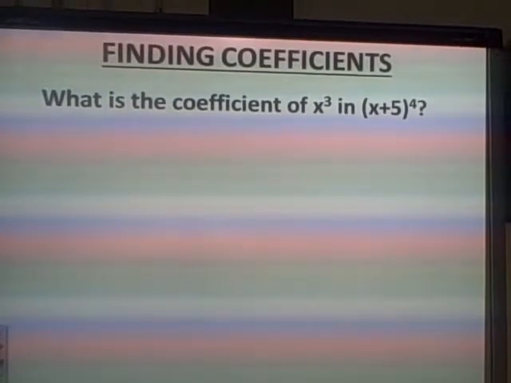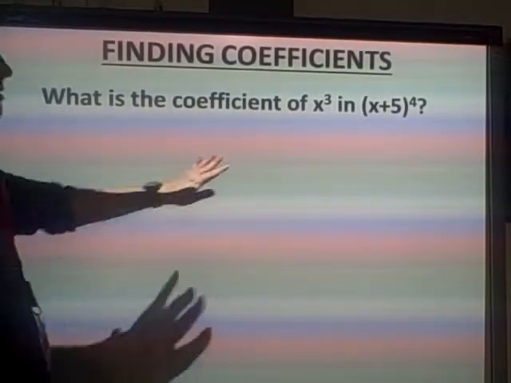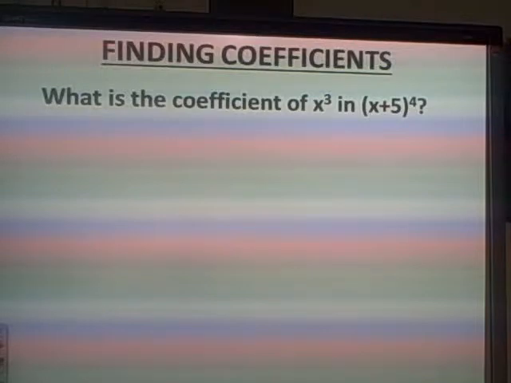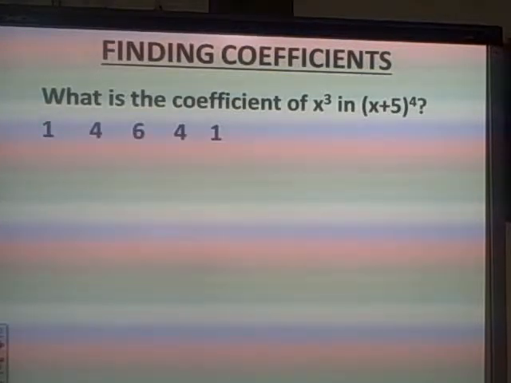Now there is a short version of questions where instead of asking you to find the whole expansion, they're just asking for a specific coefficient. Now you could work out the whole answer and then just take x cubed, but that's rather inefficient. So what we're going to do is, we can see it's the power of 4 here. So I know I'm going to be using this row of Pascal's triangle.